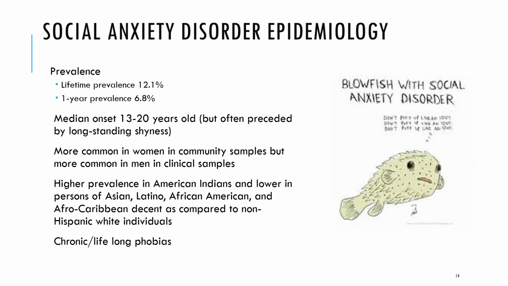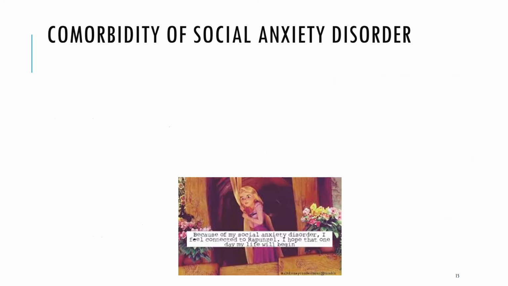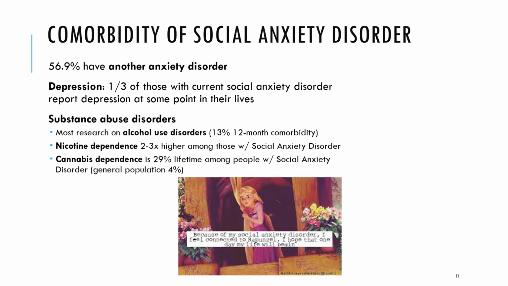And then chronic and lifelong phobias. So typically, if you have social anxiety disorder, it's chronic and lifelong. So comorbidity. If you can remember what comorbidity means, it means what other disorders might go along with social anxiety disorder. So 56.9% of people have another anxiety disorder. Again, that's over half. That's a huge number.